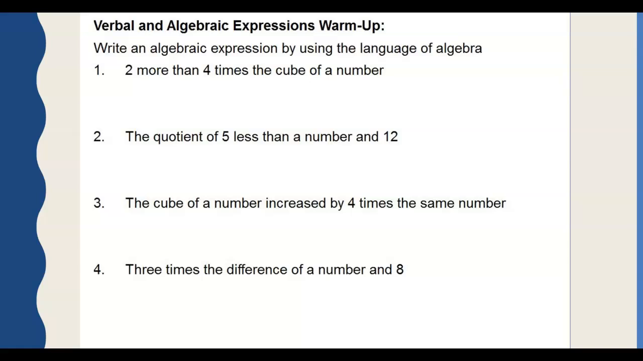So 4 times the cube of a number, so a number cubed times 4, and then it's 2 more than that. So you could write +2 at the end. You could have had the +2 at the beginning. I think because we read the 2 first, some of us had this. Either one is fine.